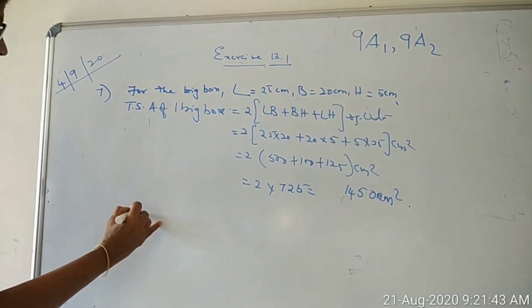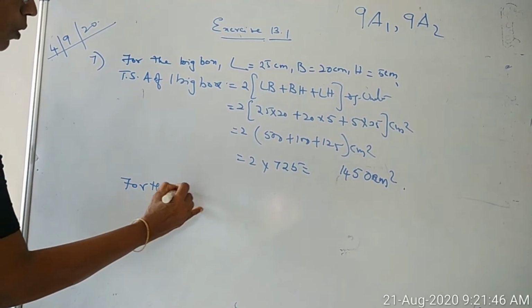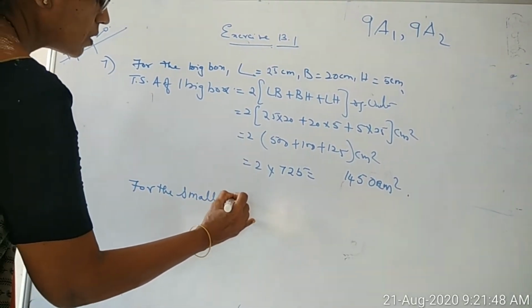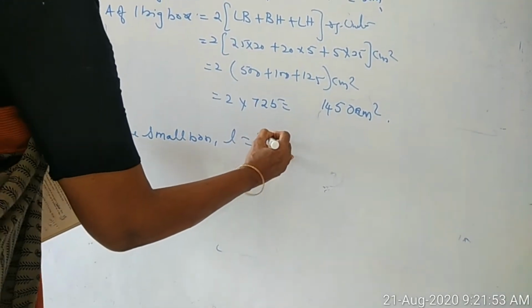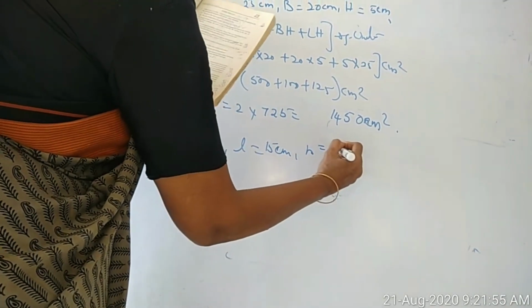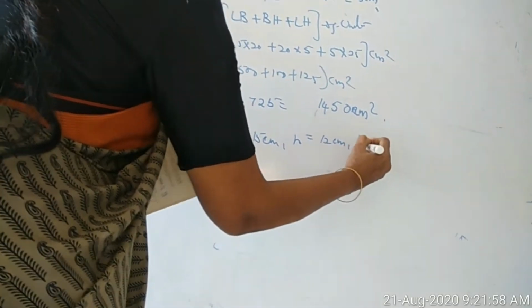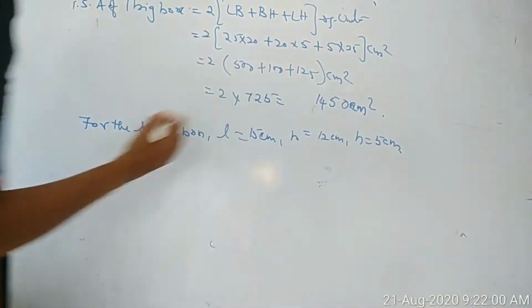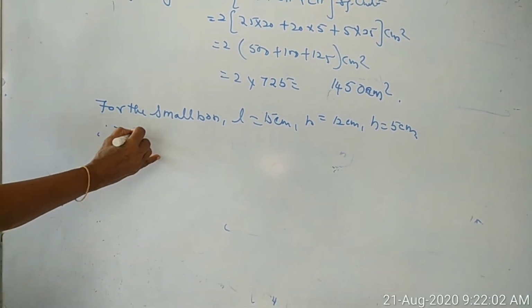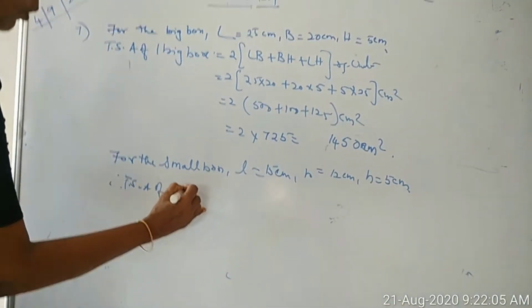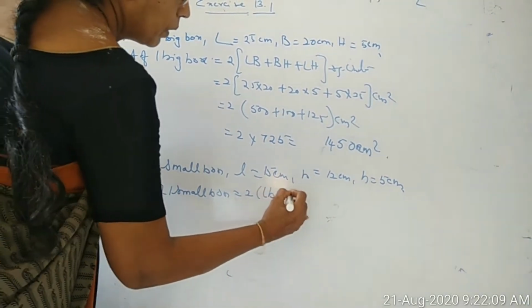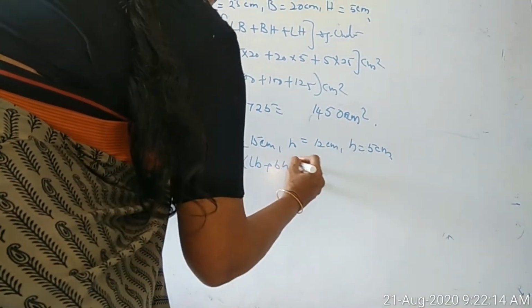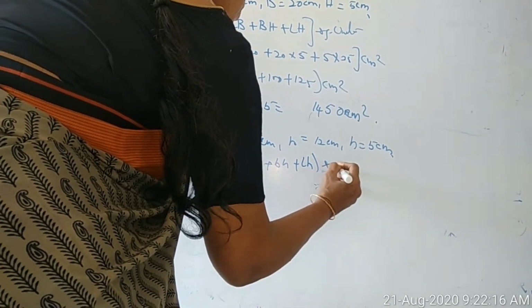Yes, now coming to the small box. For the small box, we take small l, how much? 15 centimeters. b, how much? 12 centimeters, and h 5 centimeters. Therefore, TSA of one small box is equal to 2 into LB plus BH plus LH square units, children.